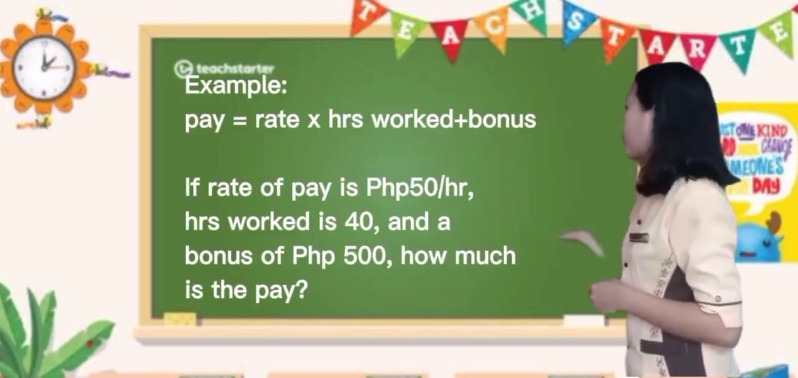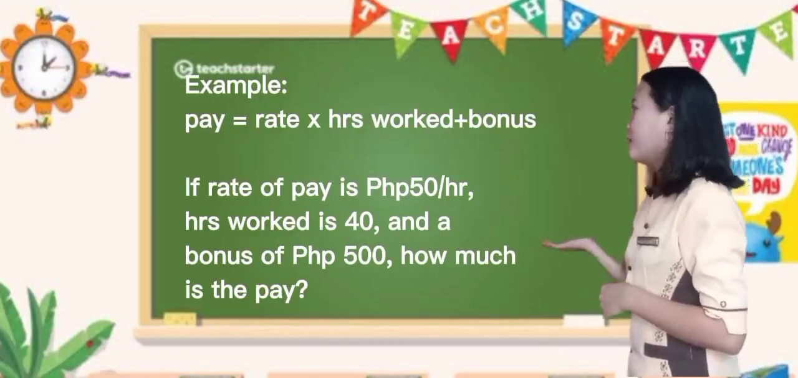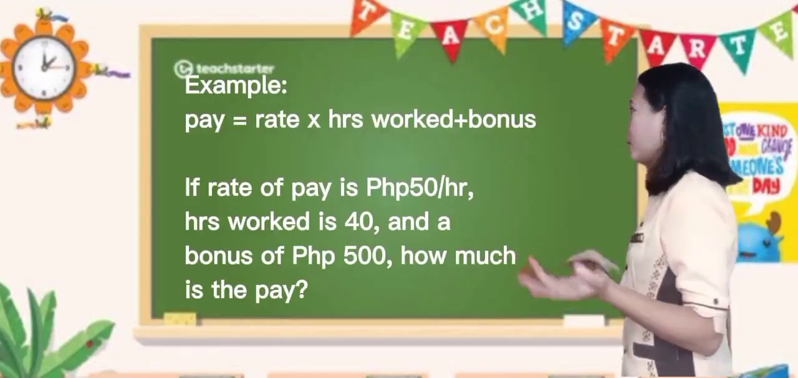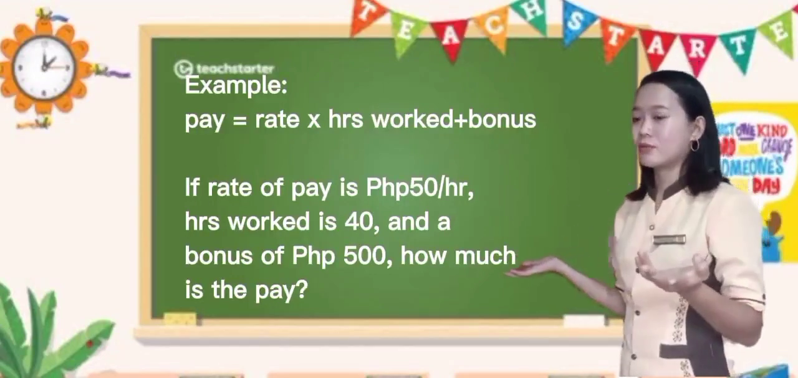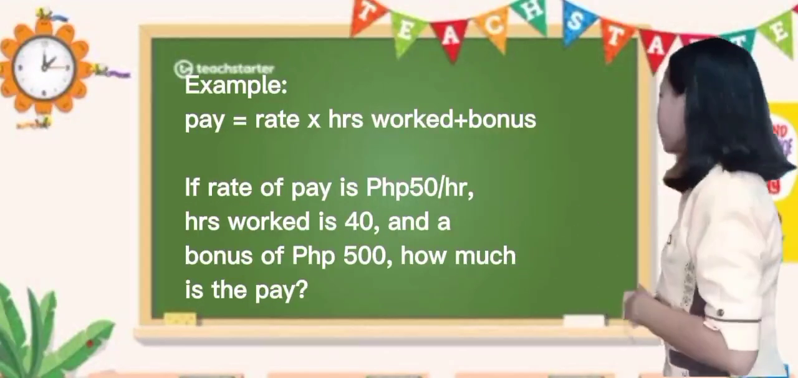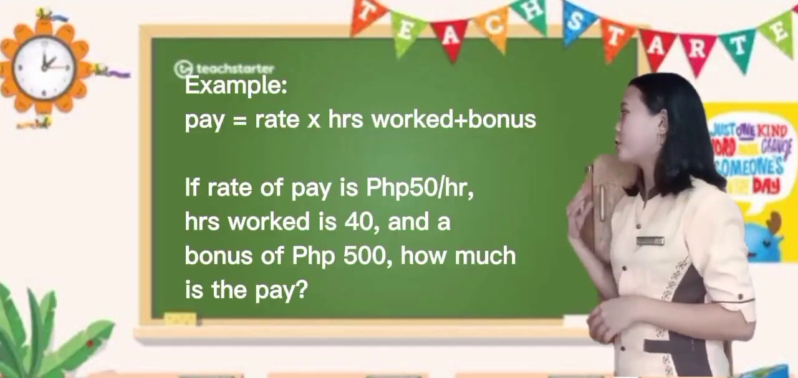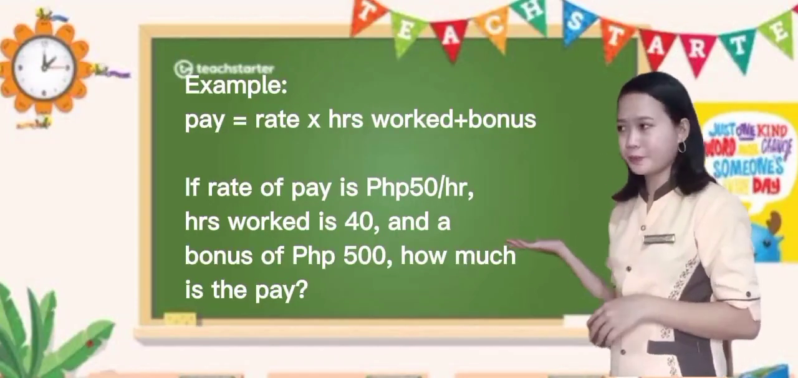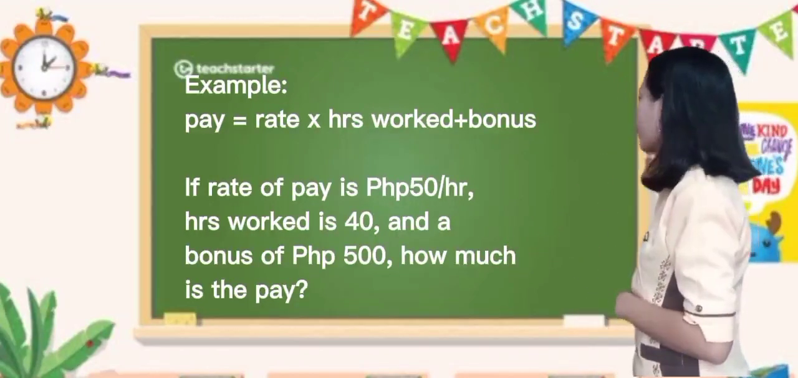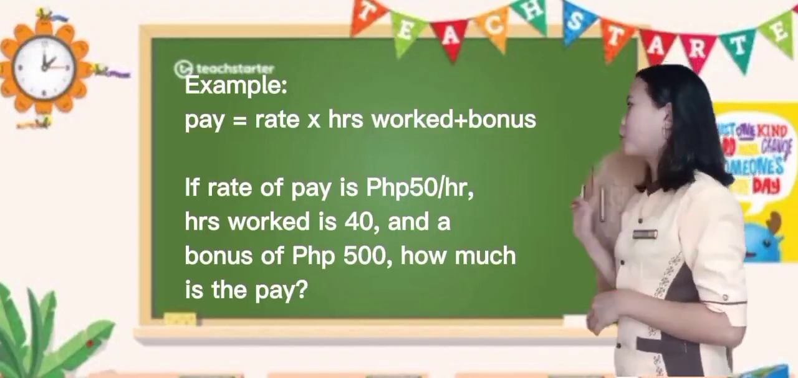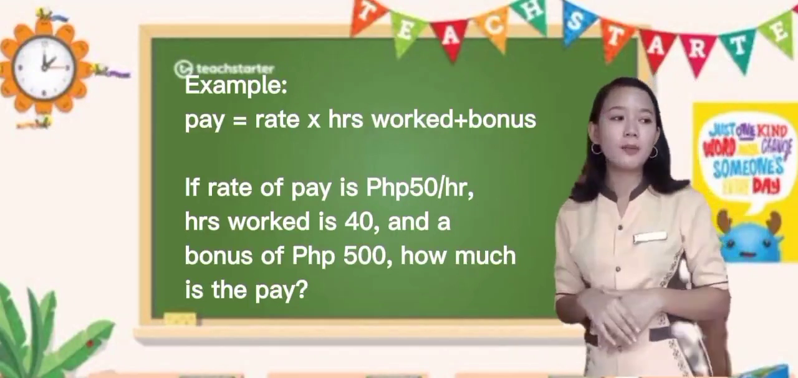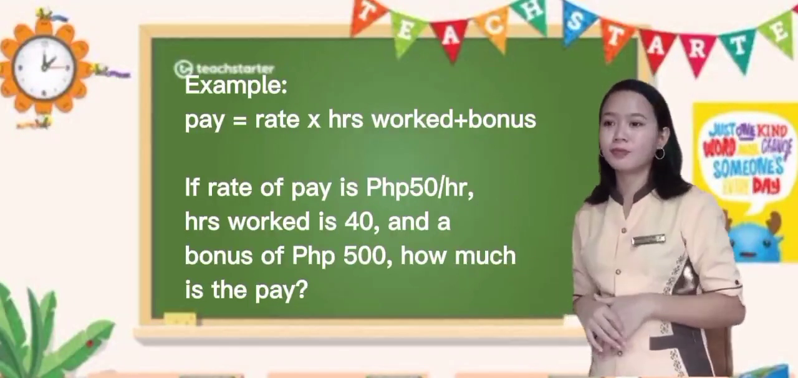Okay, example. Pay is equal to rate of pay times hours worked plus bonus. If the rate of pay is 50 pesos per hour, you worked 40 hours, and you have a bonus of 500, how much is your pay?